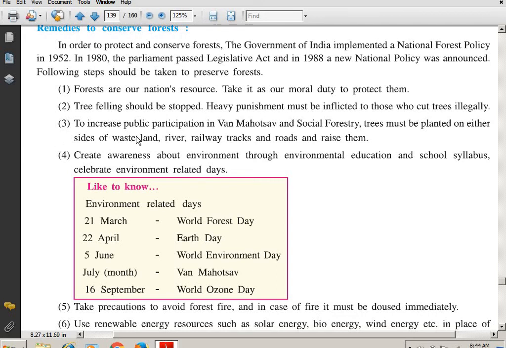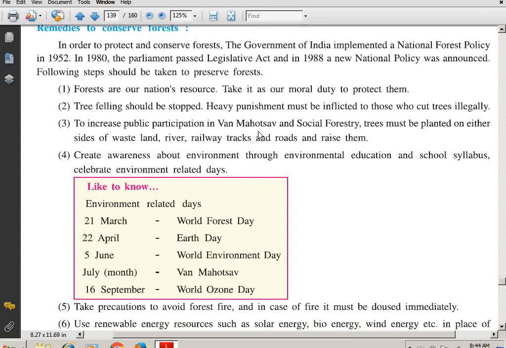And then to increase public participation in Van Mahotsav. Van Mahotsav, you know that, remembering one day, keeping it as the forest day. Okay, Van Mahotsav, I think, is a Gujarati word, students.